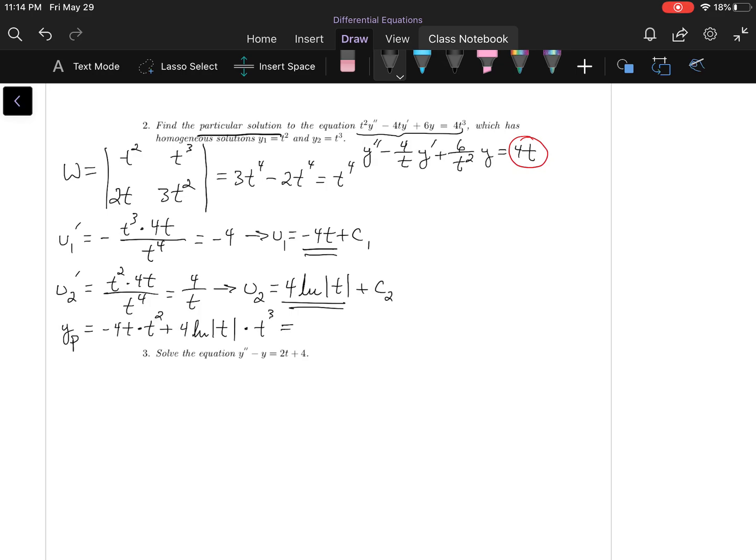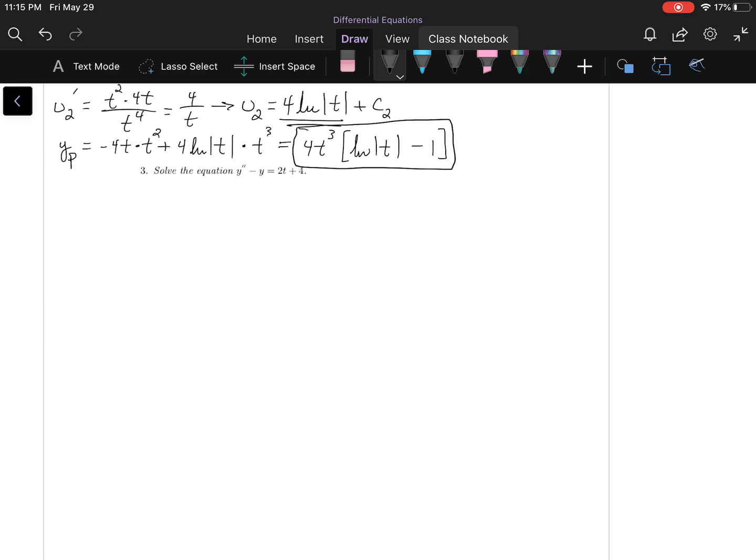And if we want to simplify a little bit, which we can, I see that there's going to be a t cubed on both sides and a 4 on both sides. So I'm going to factor out a 4t cubed. And that is going to leave me with a natural log of t minus 1. So that is our particular solution.